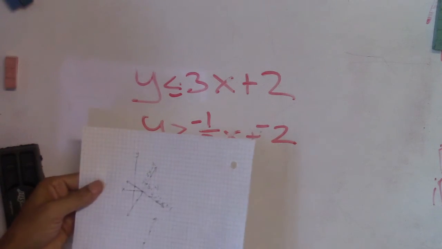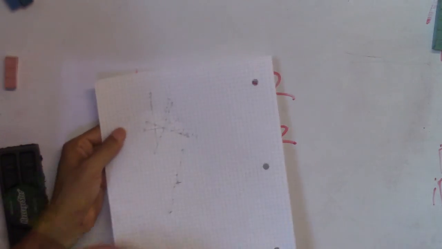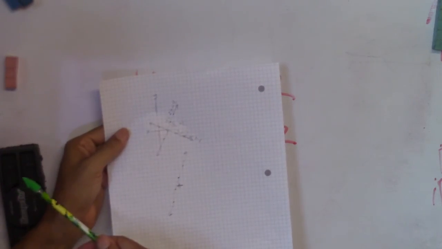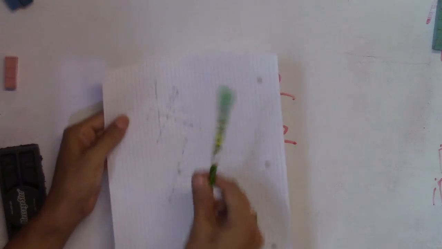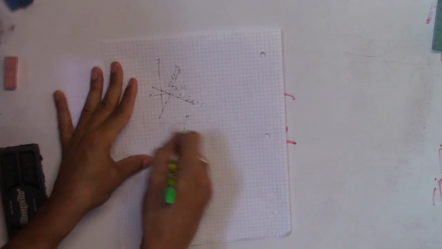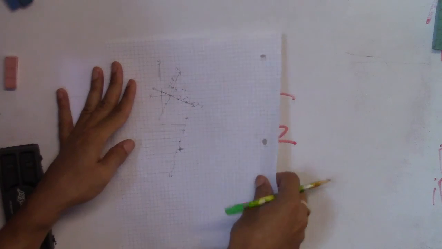Now here's the issue. What side do I shade on? Well, it tells me, shade on that side of the line. Over there. So it's everything over here. Oh look, I just did that one.